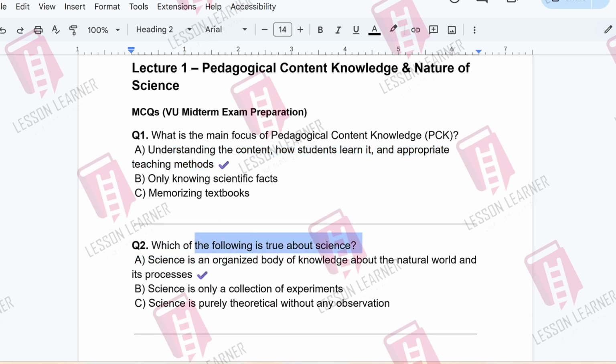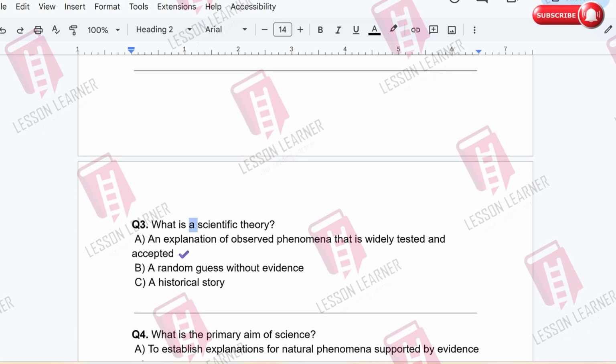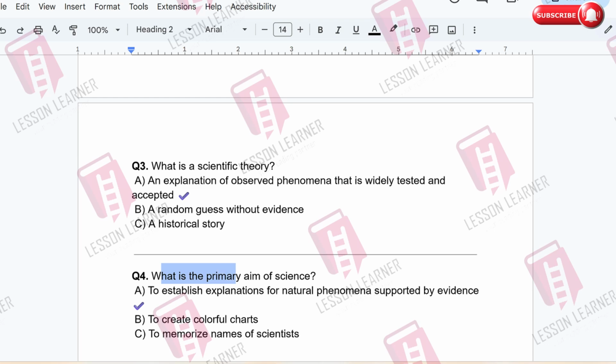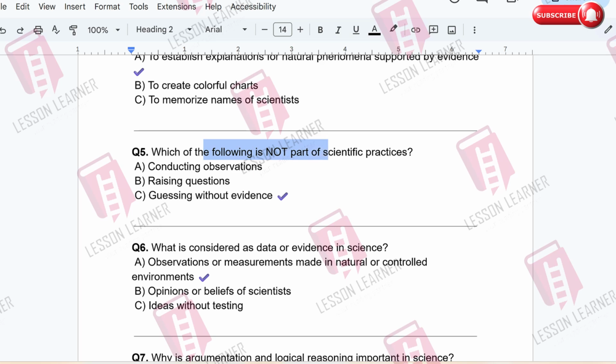Which of the following is true about science? Science is an organized body of knowledge about the natural world and its processes. What is scientific theory? An explanation of observed phenomena that is widely tested and accepted. What is the primary aim of science? To establish explanation for natural phenomena supported by evidence. Which of the following is not part of scientific practices? Guessing without evidence.